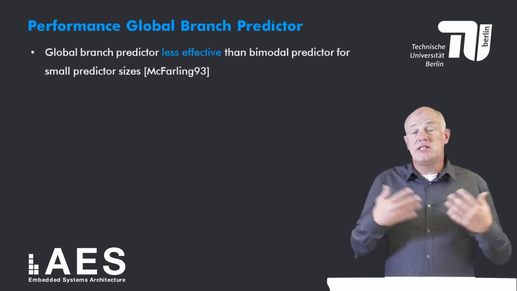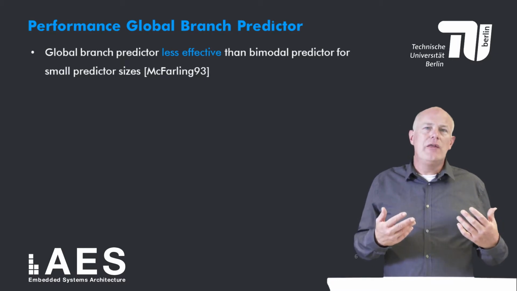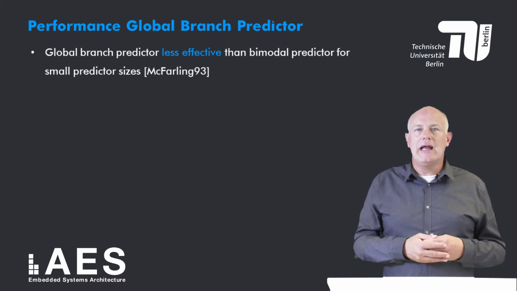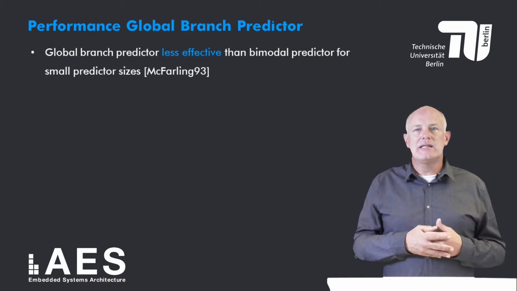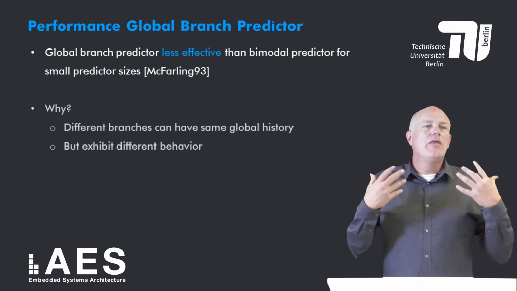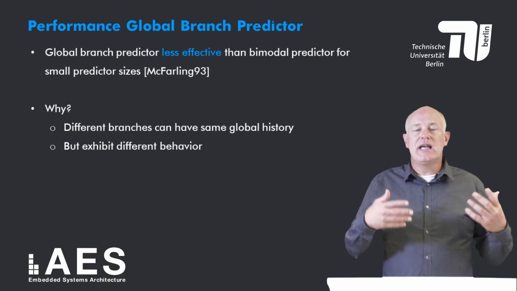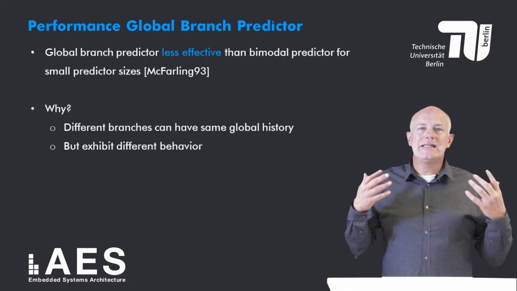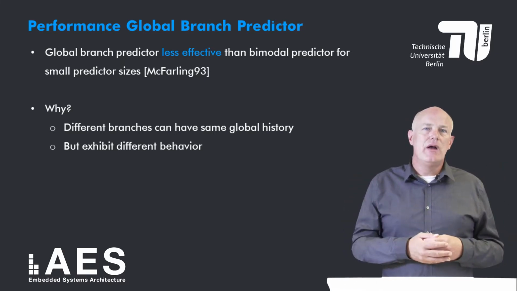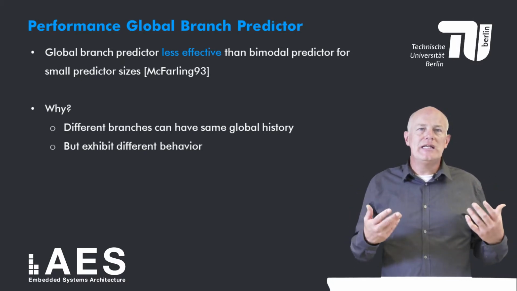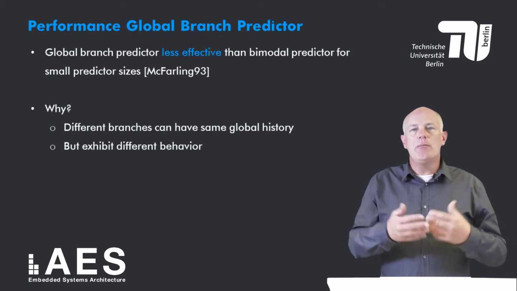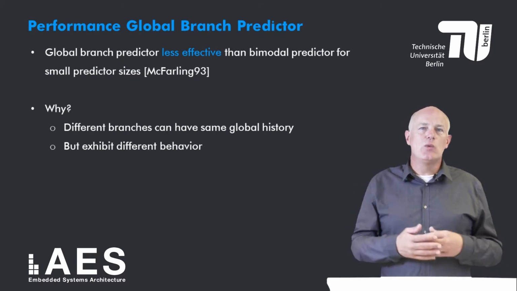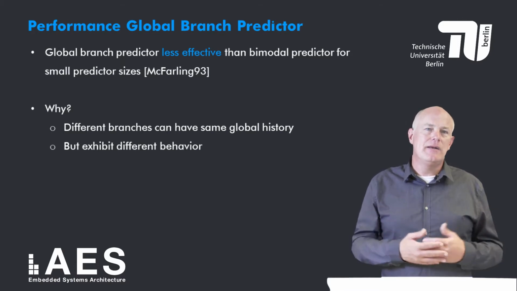Global branch prediction seems like a good idea, but unfortunately the results provided by McFarling in his technical report show that it is actually less effective than the simple bimodal predictor for small sizes of the predictor table. The reason for that is that different branches can have the same global history but exhibit different behavior. For instance, a branch with a certain history may be strongly biased towards not taken, whereas another branch with the same global history may be strongly biased towards the opposite direction, taken.